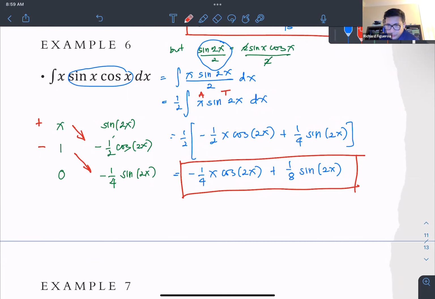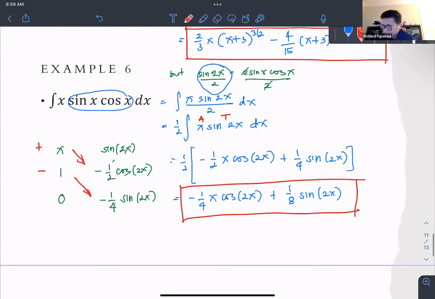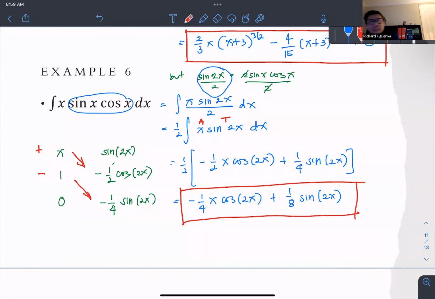Okay? Yun lang. Gumamit lang tayo ng identity. So if there are more than 2.